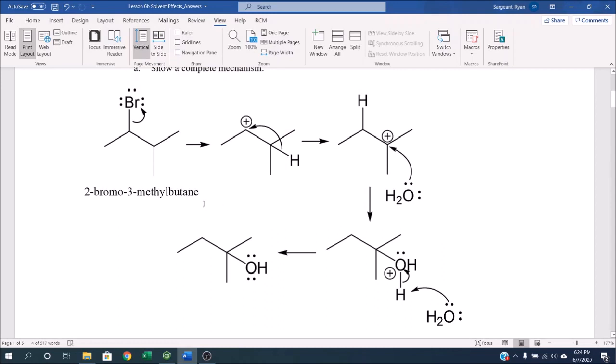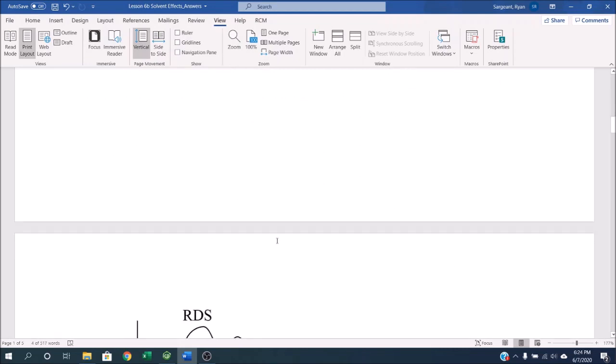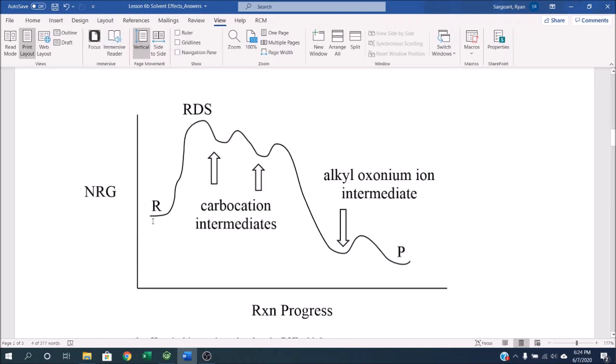All right, so now let's draw an energy diagram for this reaction. There are 1, 2, 3, 4 steps. And so here's the energy diagram right here. R refers to the reactants, the starting materials. The first thing that we did was pop that bromide off, and that makes a carbocation intermediate. So that's the rate determining step, is the initial formation of that carbocation.